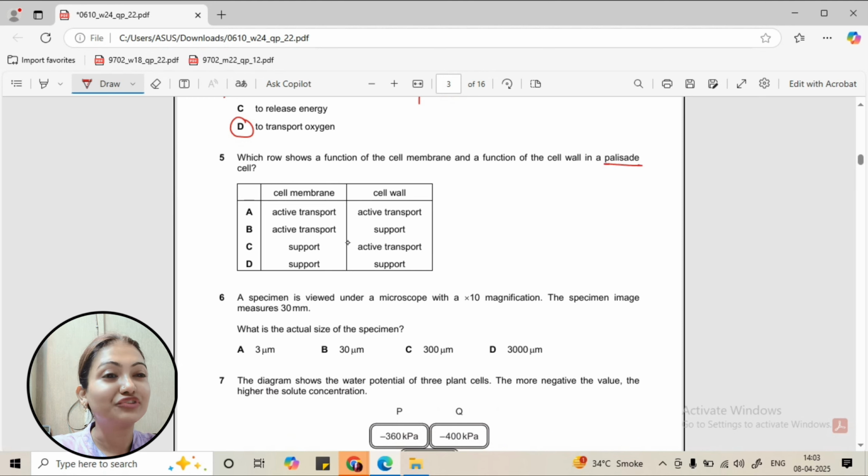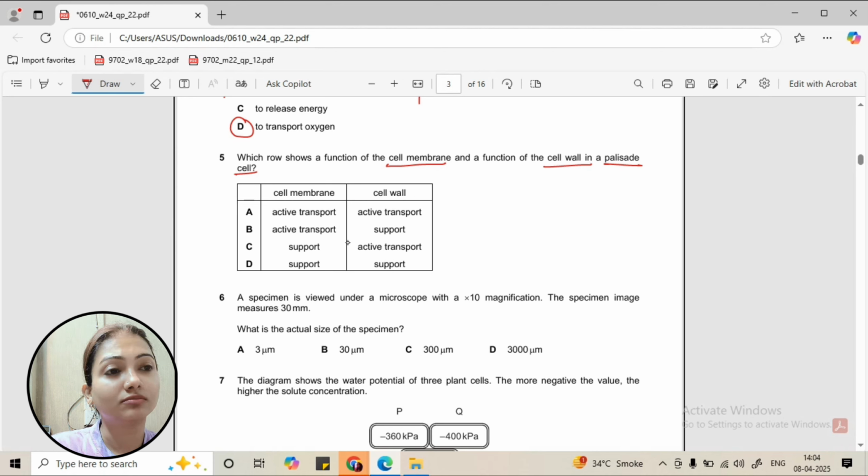cells. 5th question. The question is about the palisade cell, which is a plant cell present in the leaf. Which row shows a function of cell membrane and a function of cell wall? We know that cell membrane is selectively permeable and cell wall allow all the particles to move in and out. So let's see what is the function. Cell membrane helps in active transport. Active transport is a process which helps the movement of particle from a region of lower concentration to a higher concentration by using ATP from the respiration, which is correct.